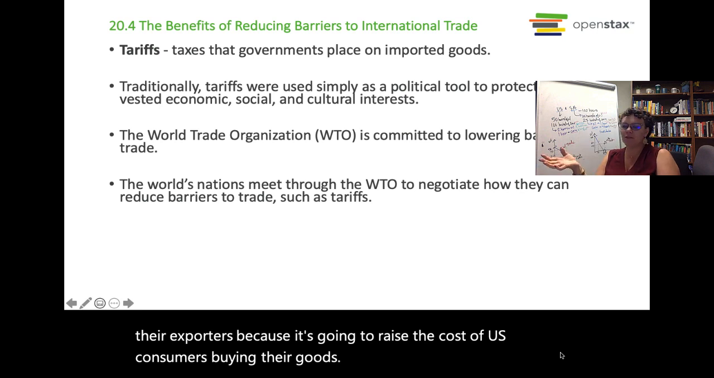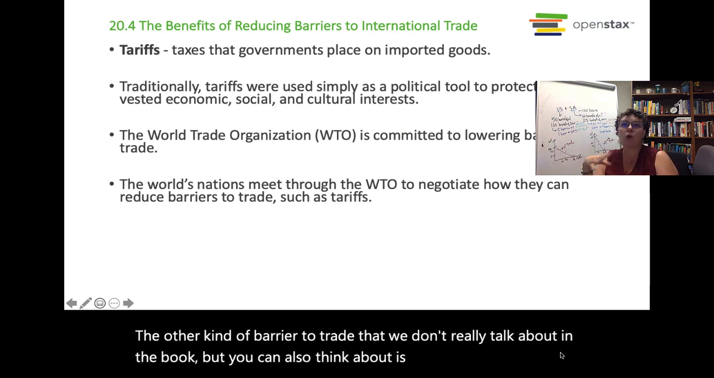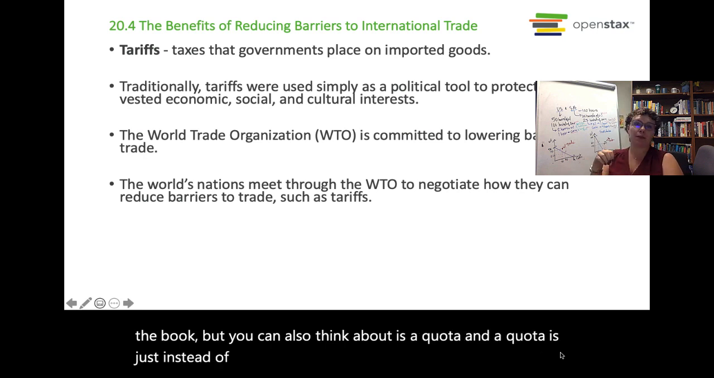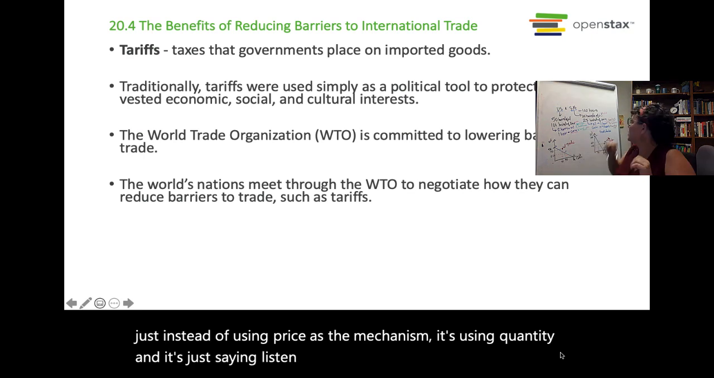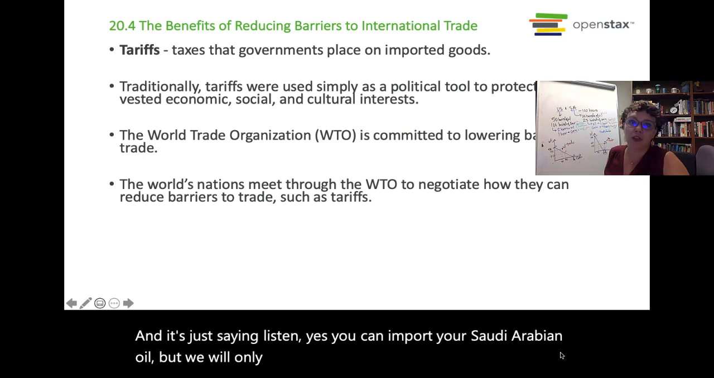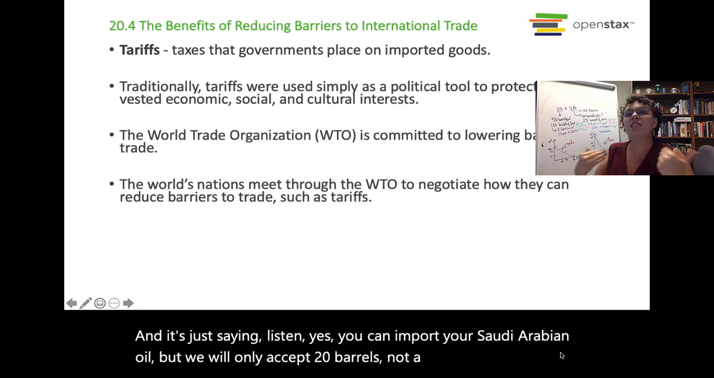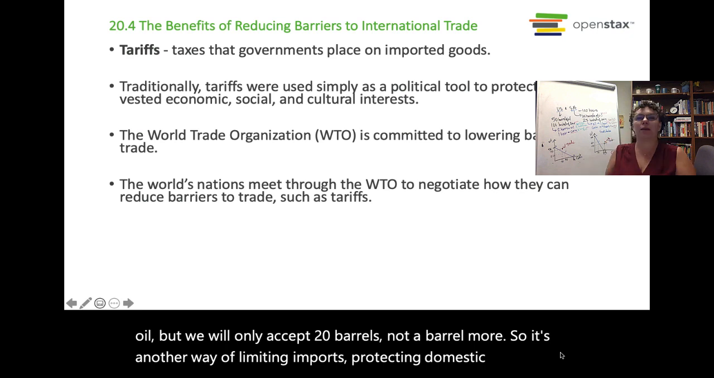The other kind of barrier to trade that we don't really talk about in the book, but you can also think about, is a quota. And a quota is just, instead of using price as the mechanism, it's using quantity. And it's just saying, listen, yes, you can import your Saudi Arabian oil, but we will only accept 20 barrels, not a barrel more. So it's another way of limiting imports, protecting domestic firms and that kind of thing.